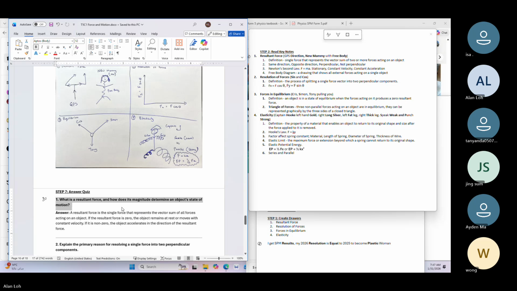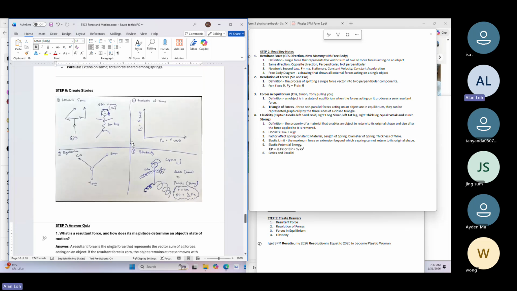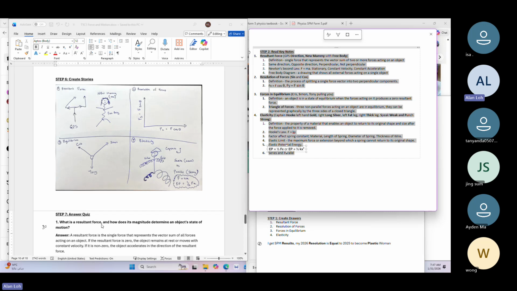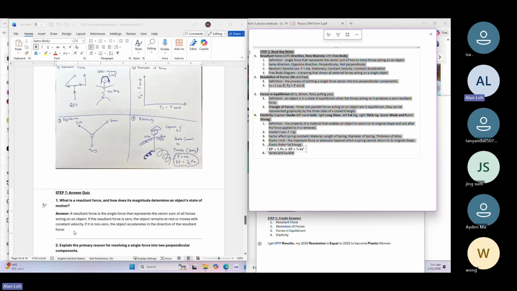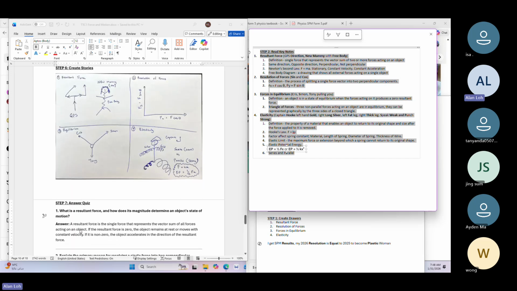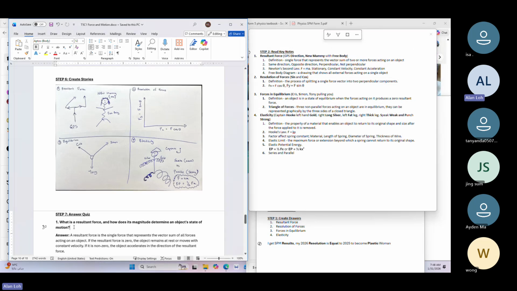Read the question. Ask yourself which drawer is this: 1, 2, 3, or 4. Then from this drawing that you drew, and maybe also from these keynotes, you form some answers about what a resultant force is, and how its magnitude determines an object's state of motion. Form that first before you read the answer. Then you read the answer and tell yourself where the new information is. Okay, so let's do the first part first.